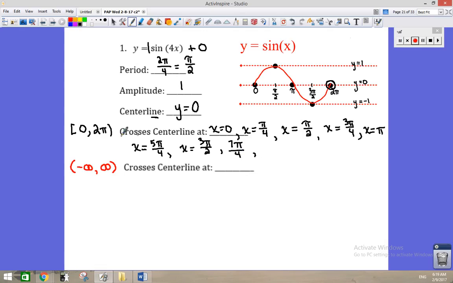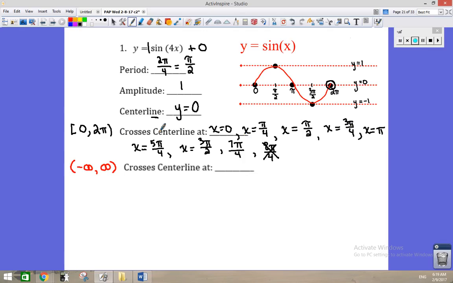Now, at 8 pi over 4, we're going to stop because that's 2 pi, and that's not on this interval. We're excluding that endpoint. So that's why I knew to expect 8 places where I intersect the center line. So 2, 3, 4, 5, 6, 7, 8. So I have them all listed.